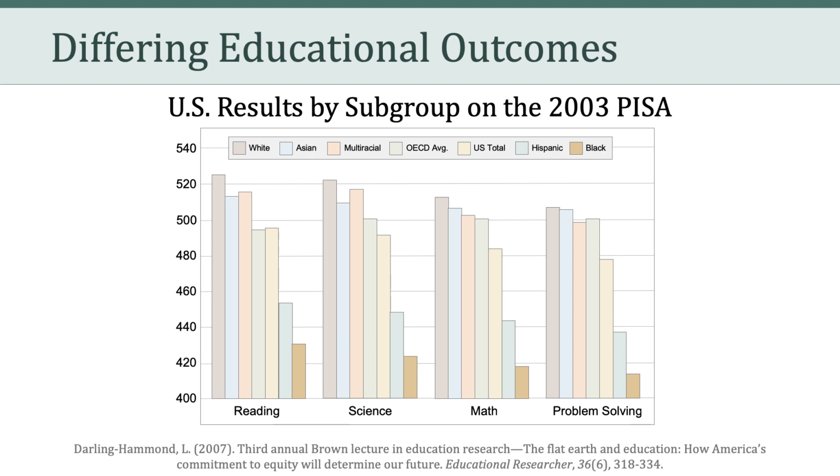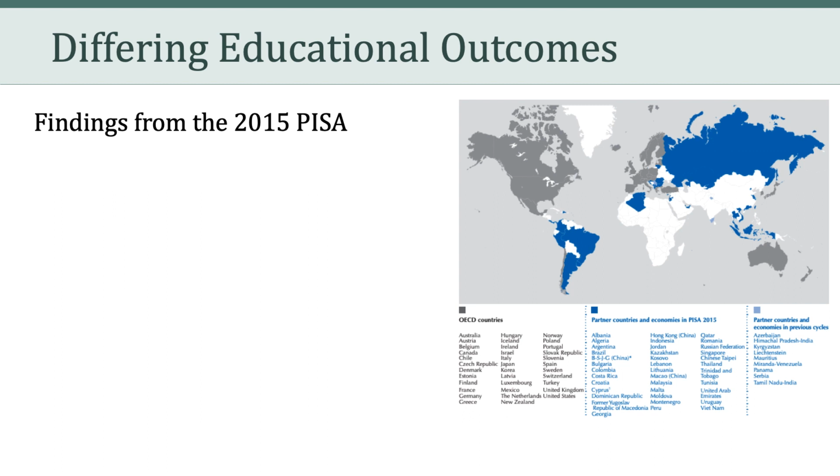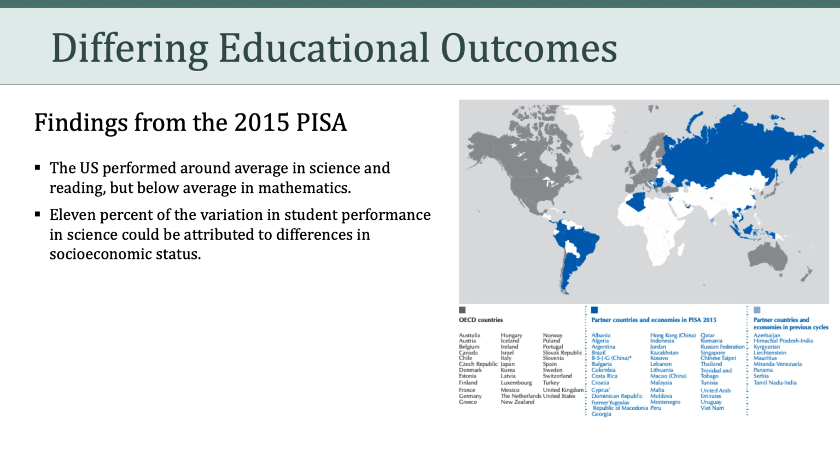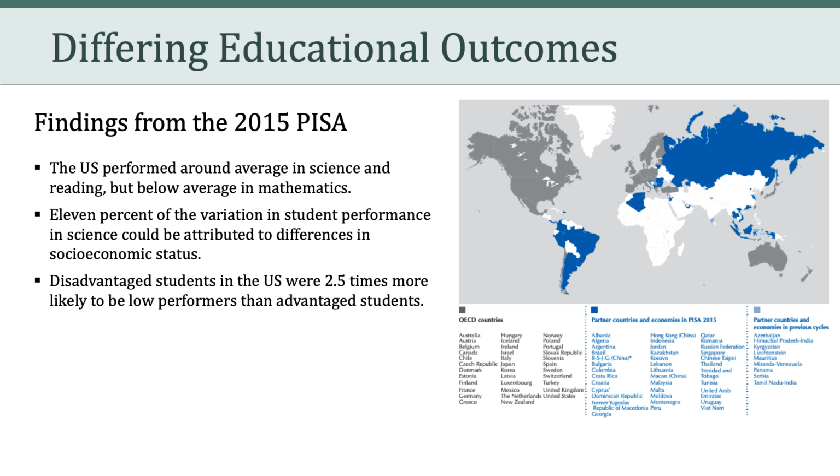Now, the data in the Darling-Hammond article was a bit dated, so I just wanted to share with you some of the findings from the 2015 PISA, which states that the U.S. performed around average in science and reading, but below average in mathematics. 11% of the variation in student performance in science could be attributed to differences in socioeconomic status. Disadvantaged students in the U.S. were 2.5 times more likely to be low performers than advantaged students.